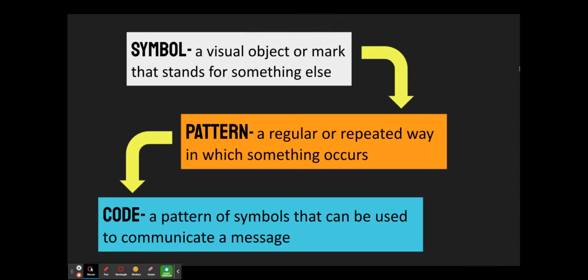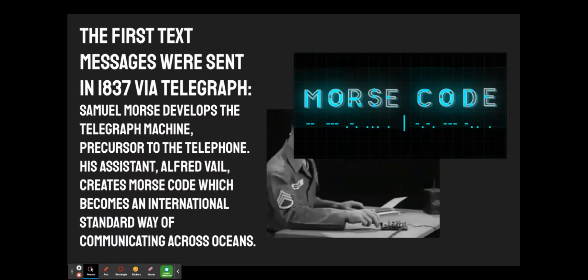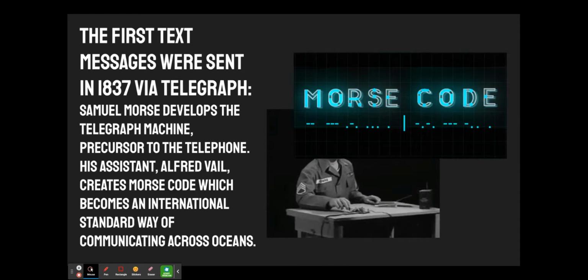So just to review, a symbol is just a visual object or mark that stands for something else. We see and use symbols all the time in our everyday life. A pattern is a regular or repeated way in which something happens or occurs. And a code is a pattern of symbols that can be used to communicate a message. Think about that as we talk about this next example.